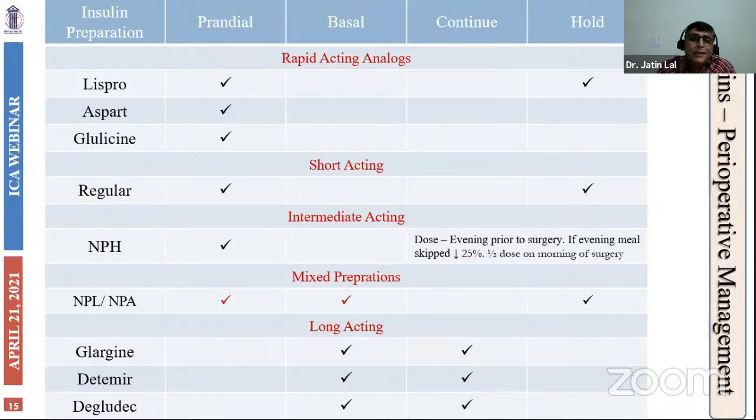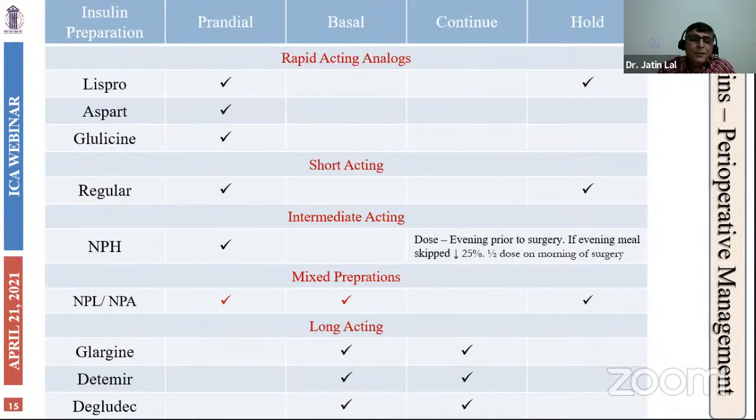Then we have the intermediate-acting drugs like NPH. For this, the evening dose may be given prior to surgery, but the evening meal is skipped. Then you can decrease the dose to 25%, and then half of the dose should be given on the morning of the surgery.